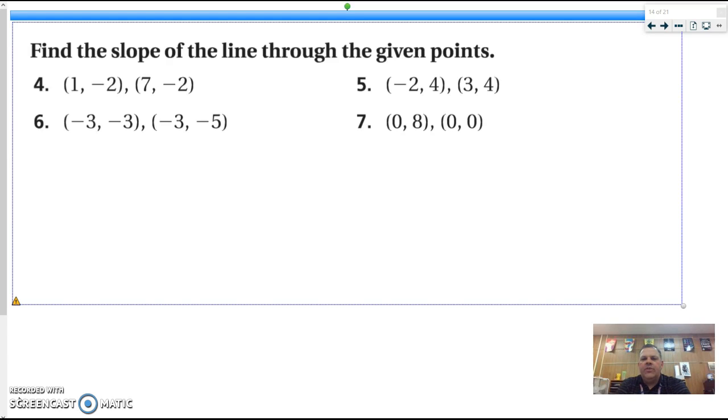Please pause the video at this point and have students try to find the slope of these 4 problems. Pause the video now.